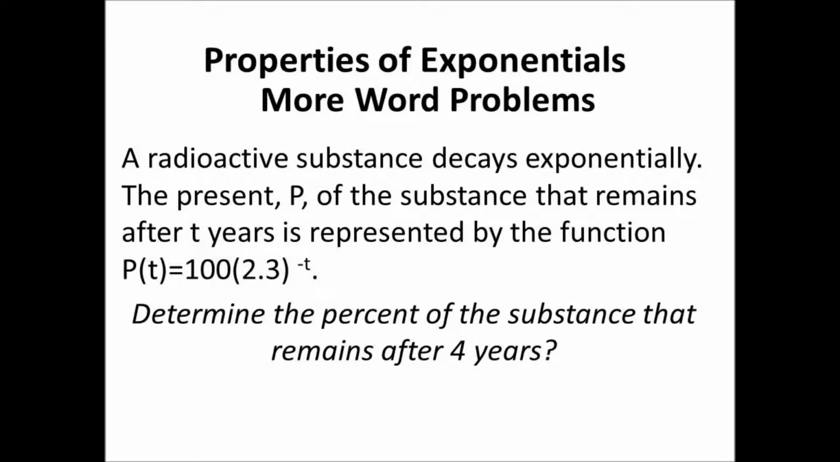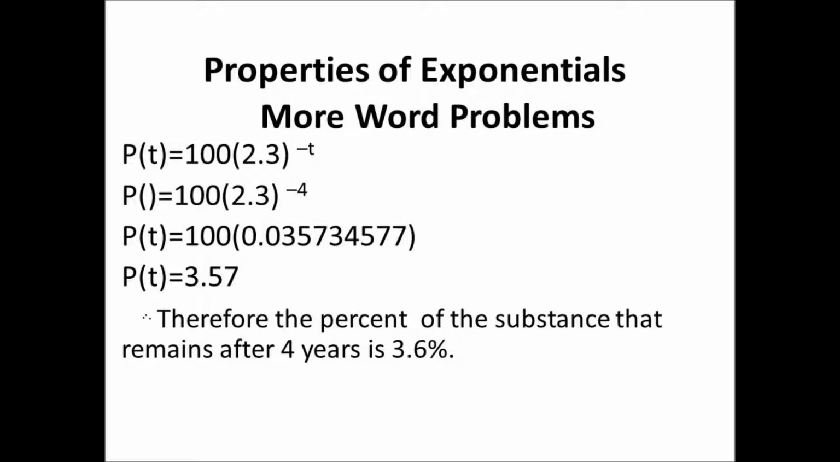How we do this is subbing in 4 for t. So P of t equals 100 times 2.3 to the power of negative 4, which equals 3.57. Therefore, the percent of the substance that remains after 4 years is 3.6%.